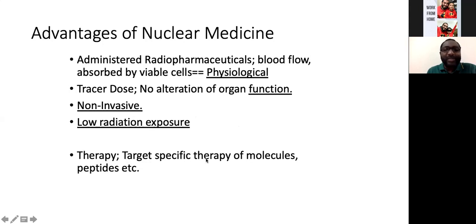Now, in terms of therapy, we do specific targeted therapy. Today, we are not going to be discussing therapy, so I'm not going to be going into the detail of what we do for therapy, but these are the advantages of nuclear medicine.